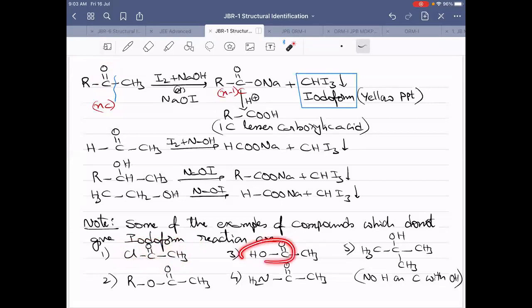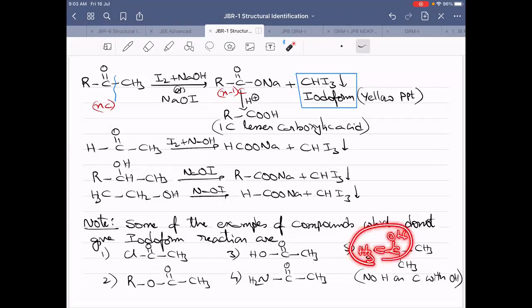Like that, this is a carboxylic acid, this is an ester, this is an amide. All these compounds are not methyl ketones. Basically, they are not ketones at all. They are not carbonyl compounds at all. They are acid derivatives. And all alcohols will not give the reaction, only those with a carbon to which an OH group is present and an adjacent methyl group is present.